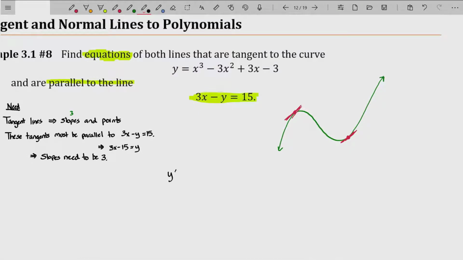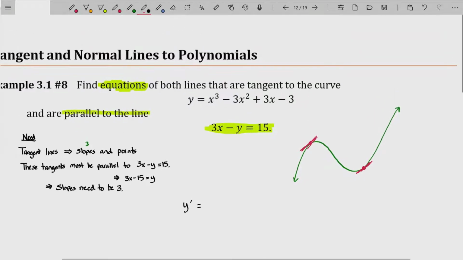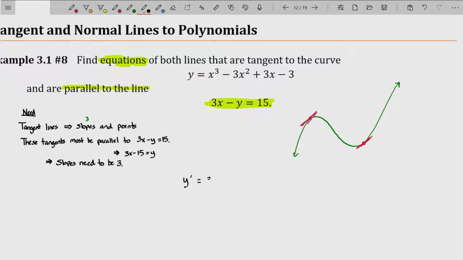So y prime is equal to, from our previous video, we have an x to the third, so we're going to bring down that power and lower the power by 1, minus 3 times x squared, bring down that power and lower the power by 1, plus 3x, but the derivative of x itself is 1, so 3 times 1, minus the derivative of a constant, which is 0.